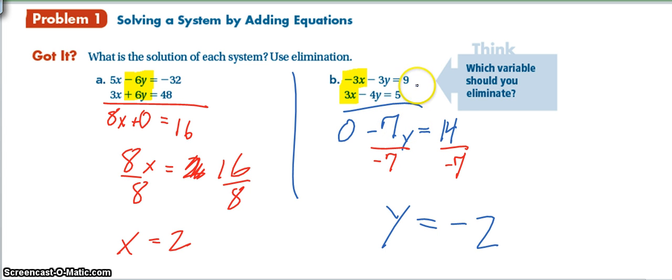Then I add my constants on this side. Those give me 14. So when we divide by negative 7 on both sides, a positive and a negative in division give us a negative, so we get that y equals negative 2.